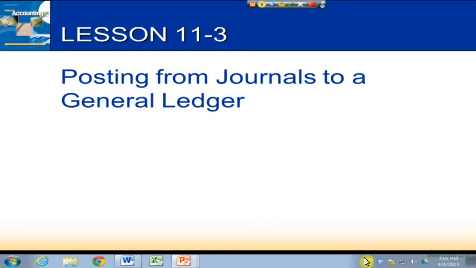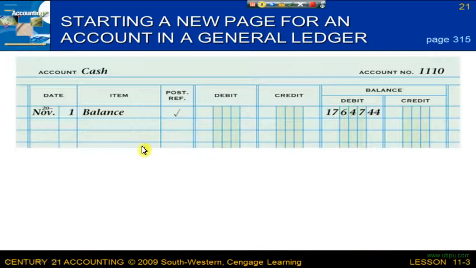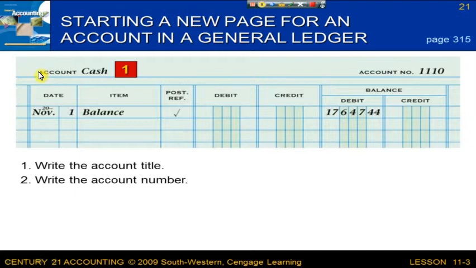When we are doing our accounting books, every general account is going to have a ledger page in the book, just like the accounts payable and accounts receivable had a subsidiary ledger in their appropriate books. When we have filled up an entire page, depending on how many lines there are, we have to open a new page. To do that, we begin by writing the account name. In this case, it's cash.